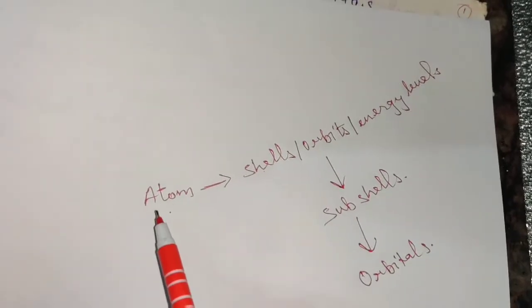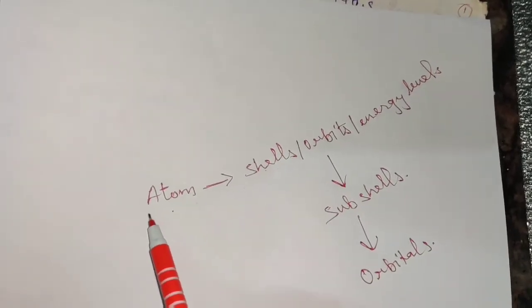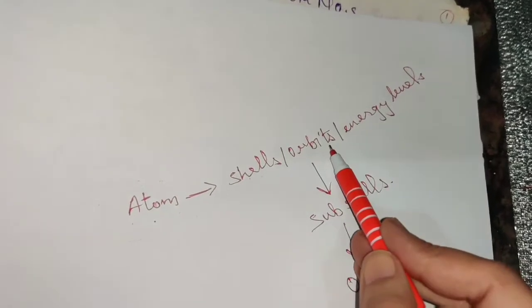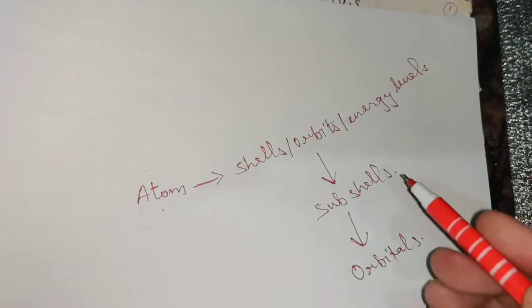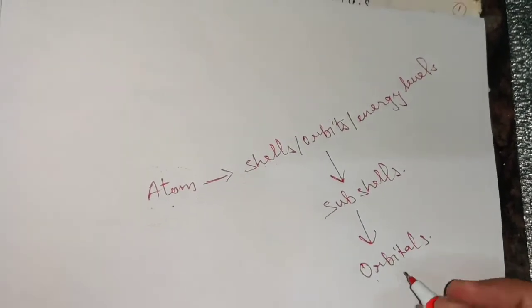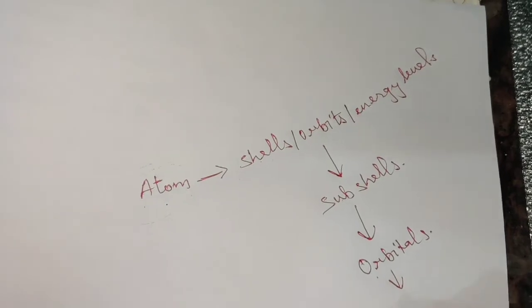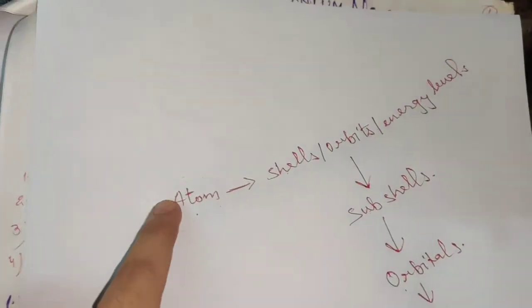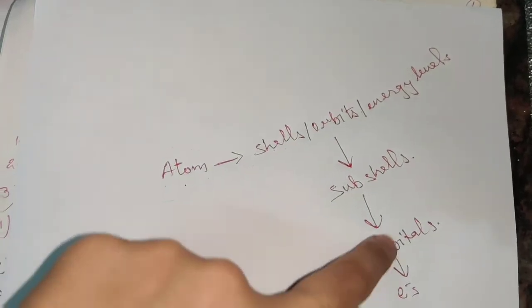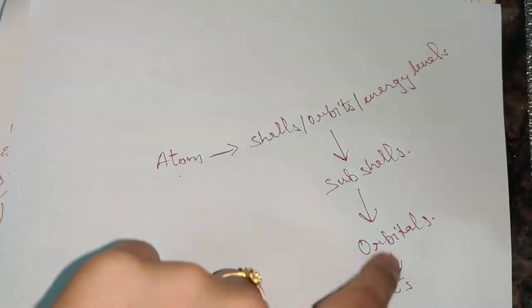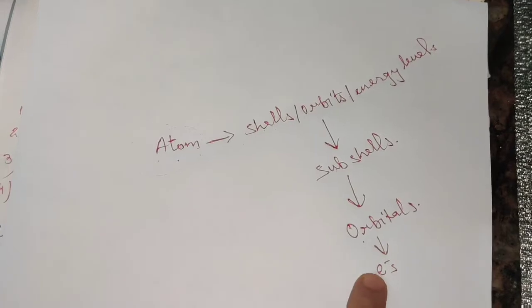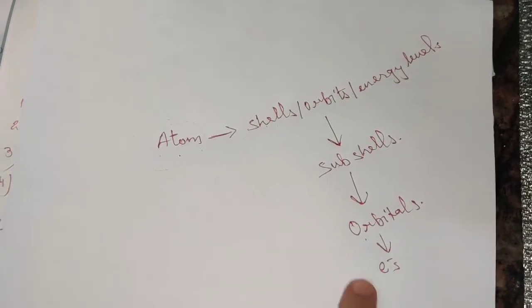I repeat, when you enter into the atom, first you choose the atom, then you reach the shells, then the subshells, and finally the orbitals, and in the orbitals we have electrons located. So if you have the information about these 4, you will be able to find out the probable position of an electron in an atom.